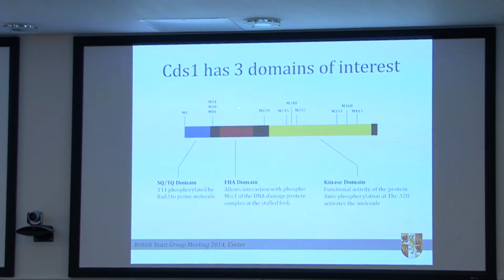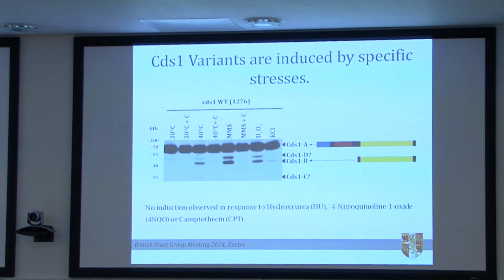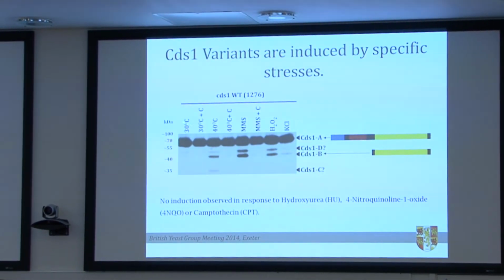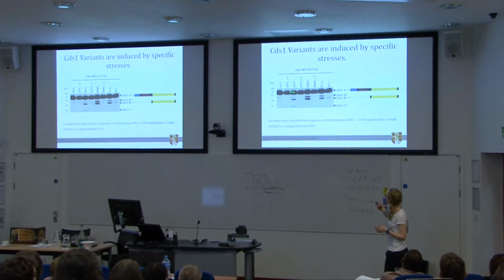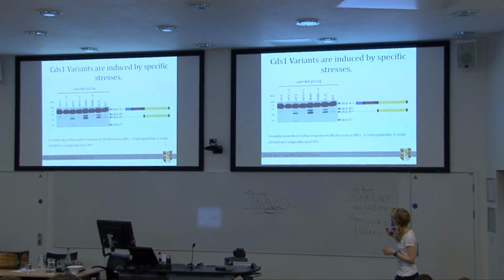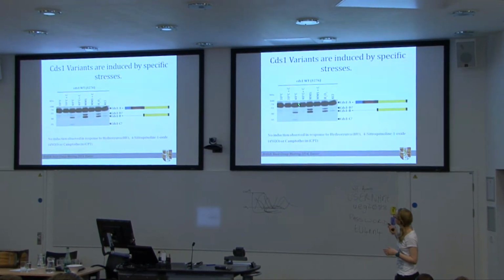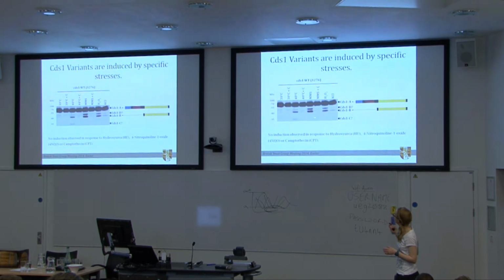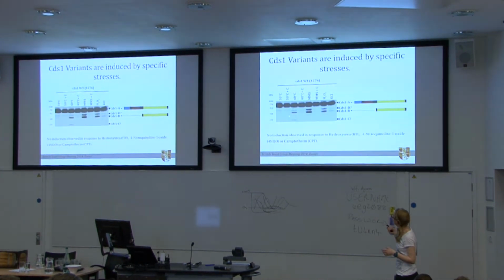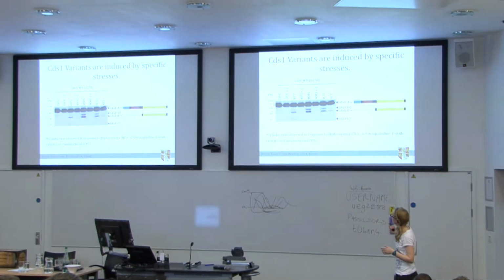You'll notice I've labelled all the methionines, so these are the start codons that you can get the protein being produced from. Methionine or start codon 1 will produce the full-length protein. What we found is alternative translation from internal start codon sites can produce smaller variants of this protein. You can see here, this is just a Western blot. This main band at the top is our full-length Cds1, so it expresses all the domains. What we've seen is that under certain stress conditions, so raised temperature, MMS, hydrogen peroxide, potassium chloride, you can see smaller forms of Cds1 being produced.